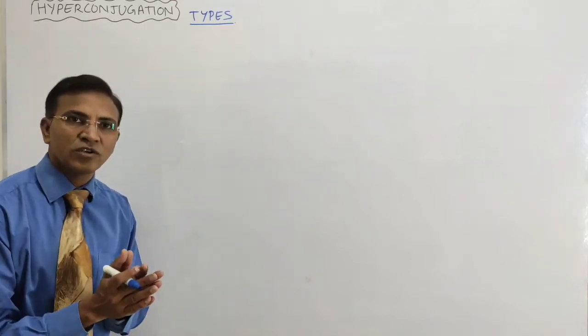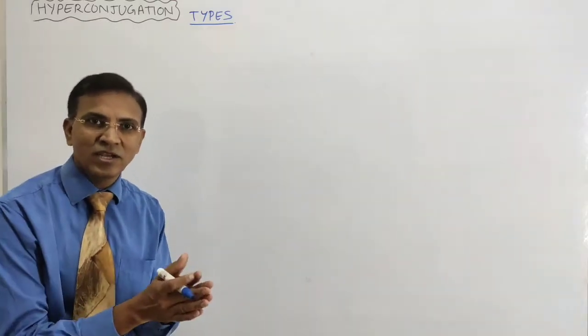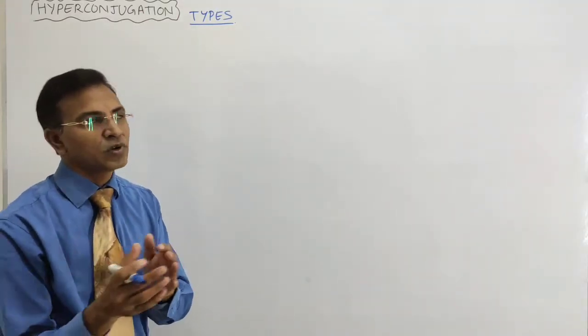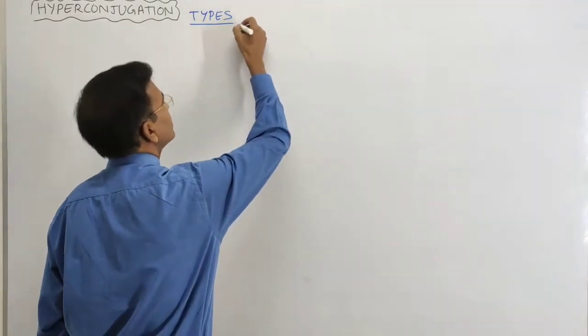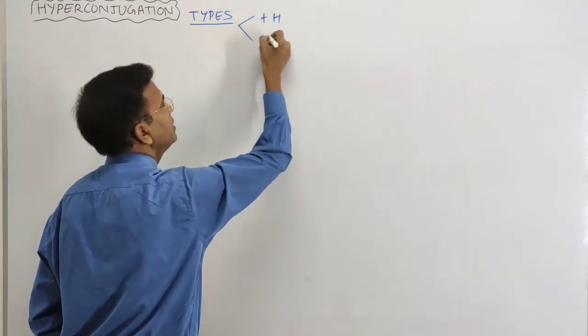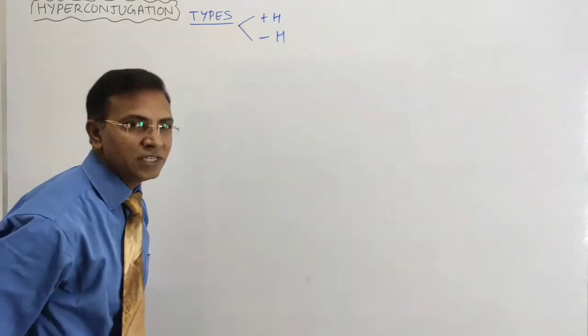So hyperconjugation is of two types: plus H and minus H. Minus hyperconjugation and plus hyperconjugation. So first is plus H.